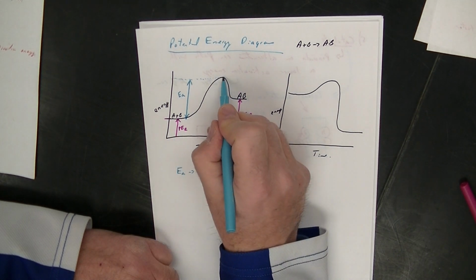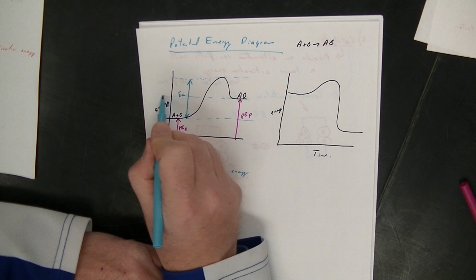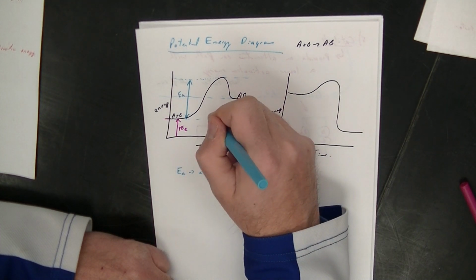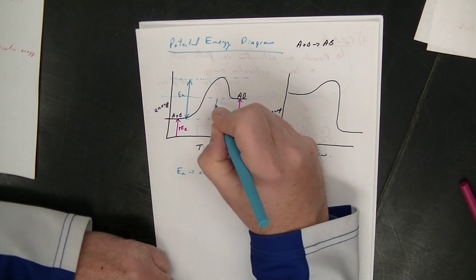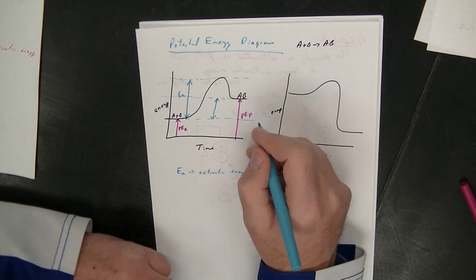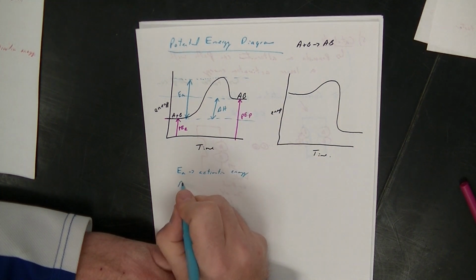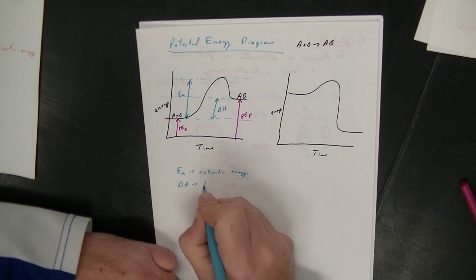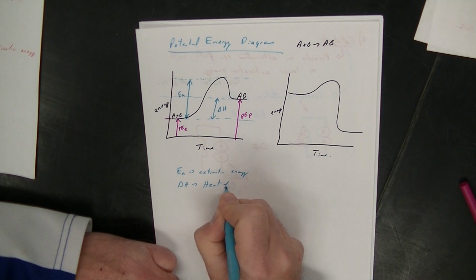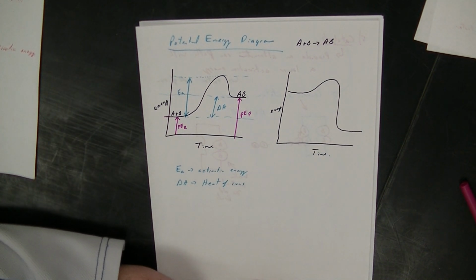The distance between our reactants and our products, this distance here, is called the delta H, or the heat of reaction. And we've talked about that. It's the heat of our reaction.